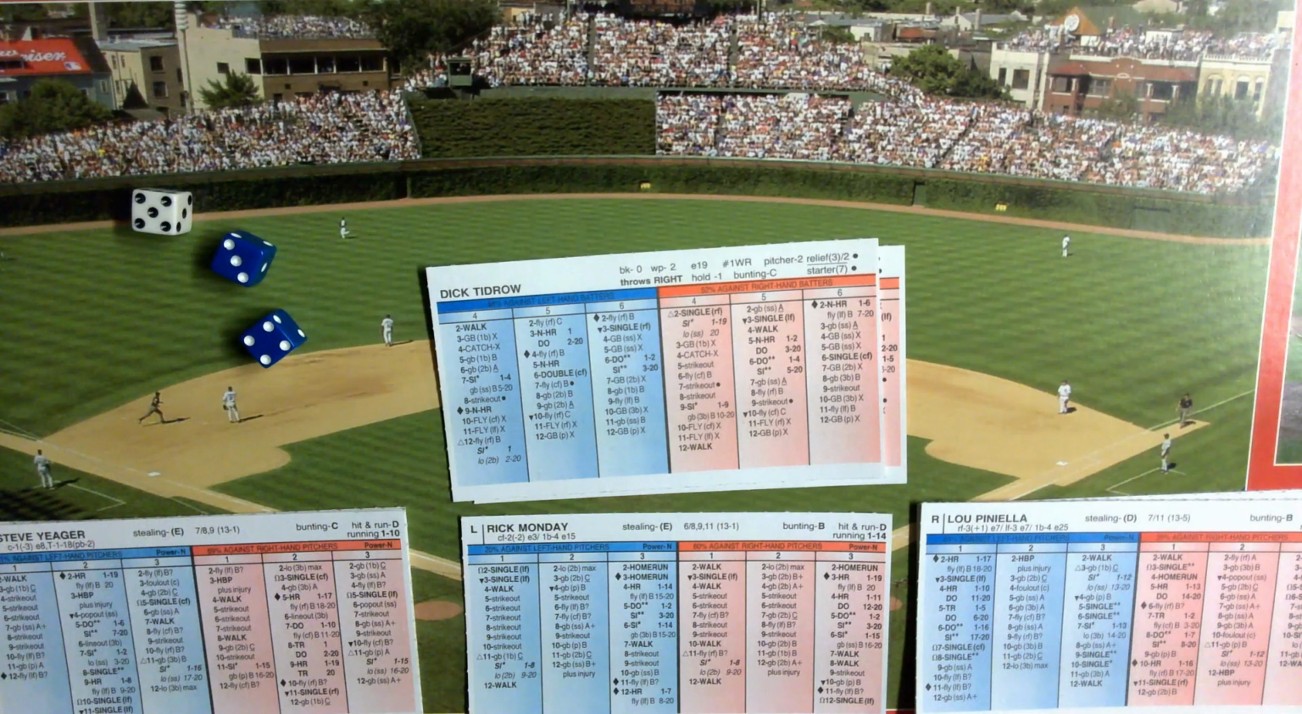So Tidrow comes in and continues the fine pitching effort that Ken Clay had through 4, and after 7.5, it's the Dodgers 5 and the Yankees 0.